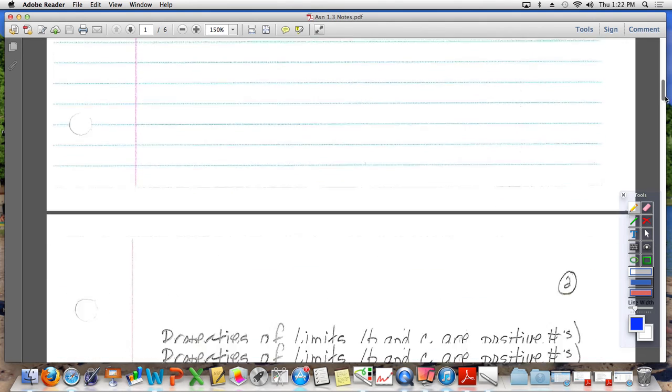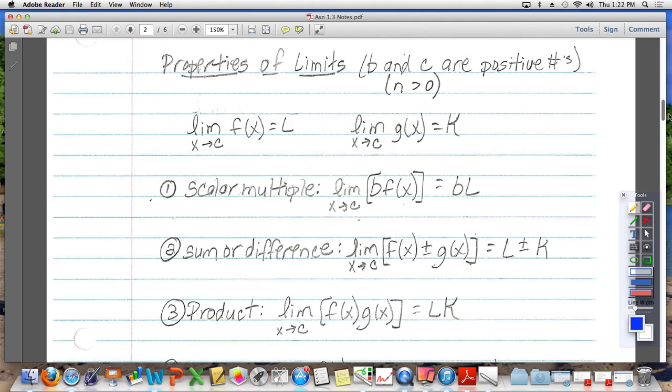All right, moving right along, page 2, properties of limits. B and C are positive numbers, and the n value is greater than 0.